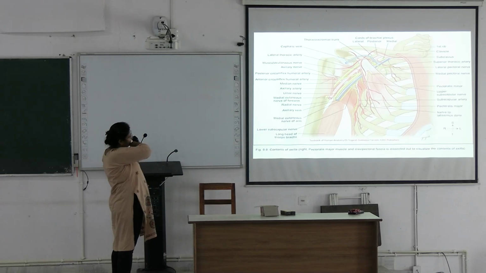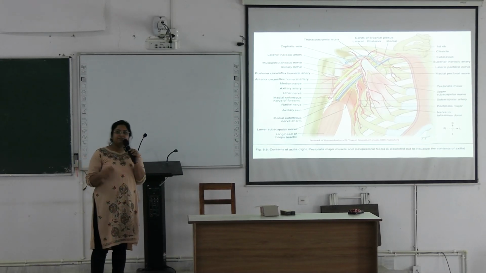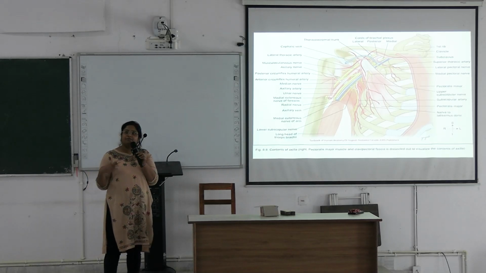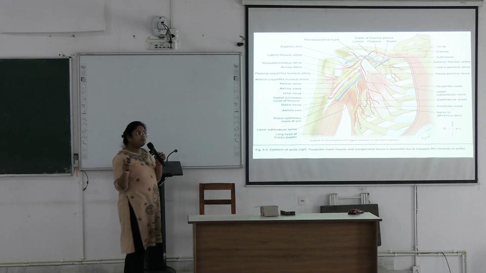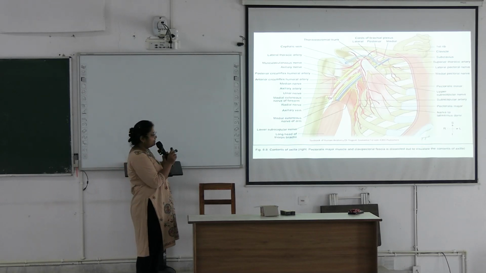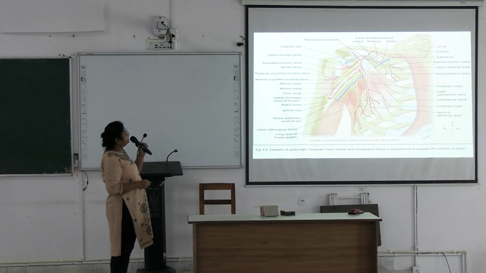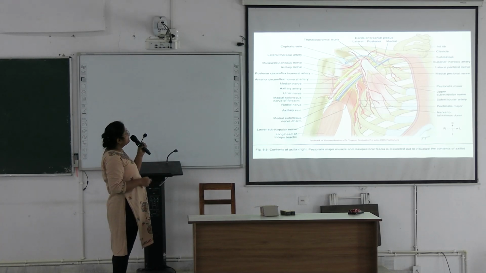See here you can see the relations of different structures. This diagram is very important to remember for identification of different structures. You write down these points on how you will identify. First you identify the artery. The artery will be the axillary artery, and the extent of the axillary artery is from the outer border of the first rib up to the lower border of the teres major.